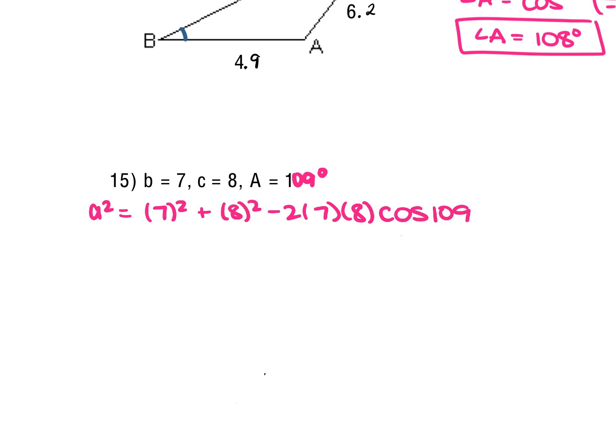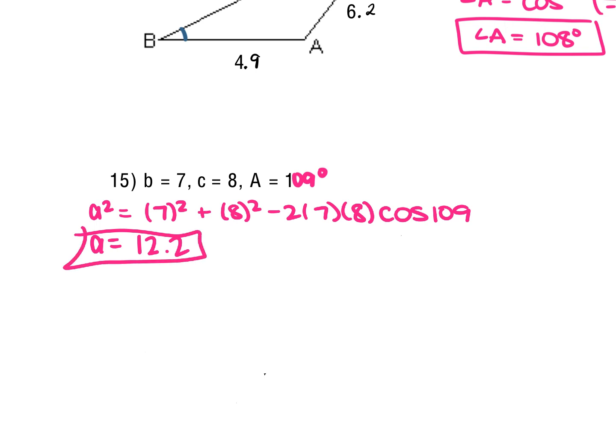You can use your calculator with this. Just remember to find a, you're taking the square root of all of that. So if we use our calculator, I'm going to plug in my square root symbol, then do 7 squared plus 8 squared minus 2 times 7 times 8 times the cosine of 109. Hit enter, and that gives me 12.2 for side a.